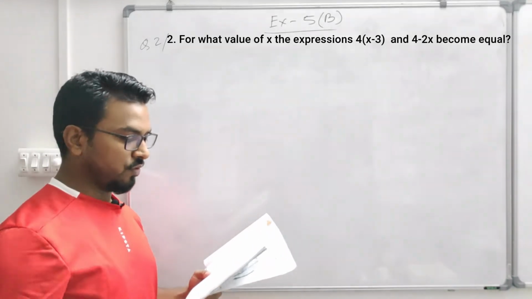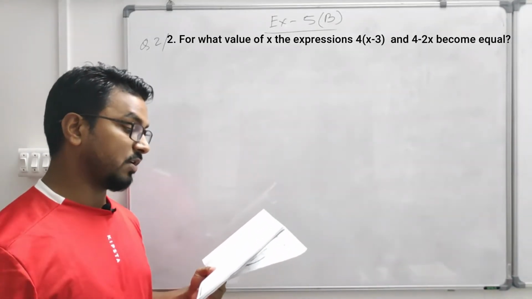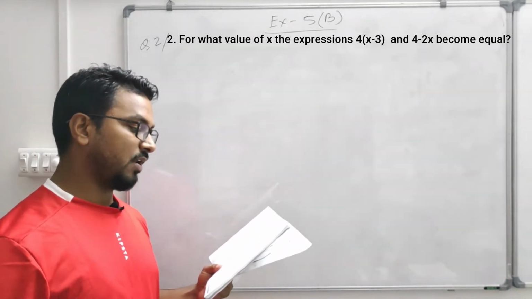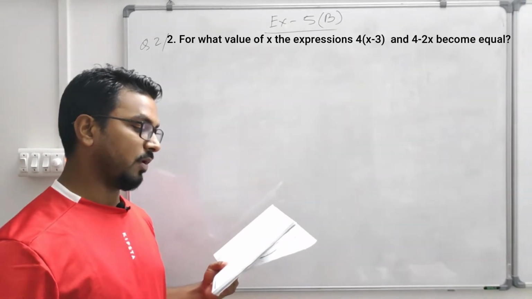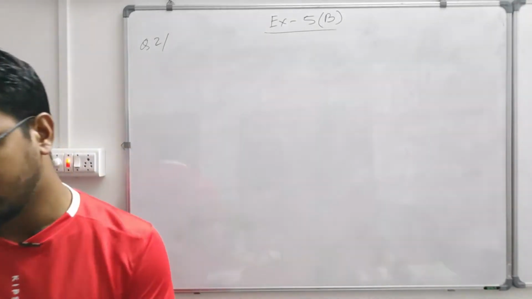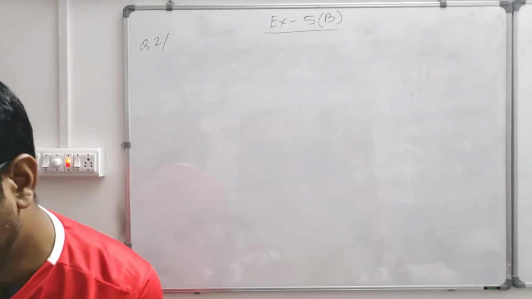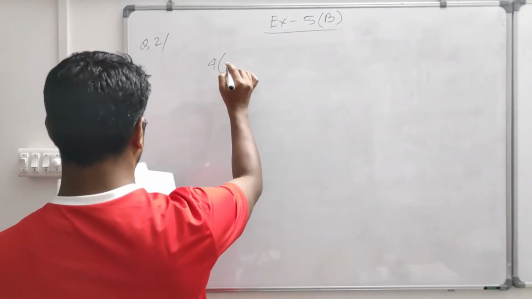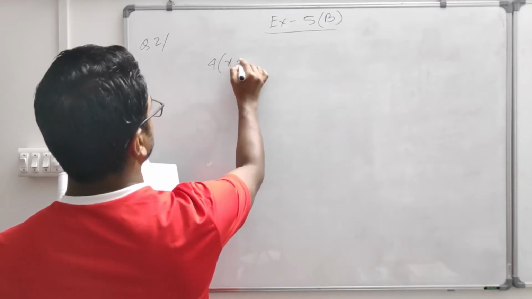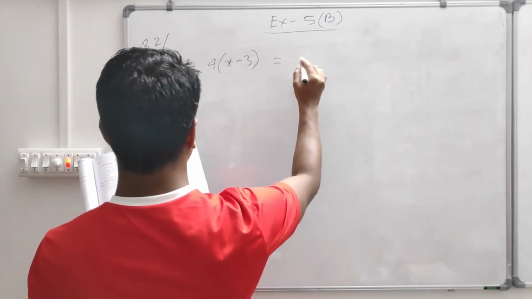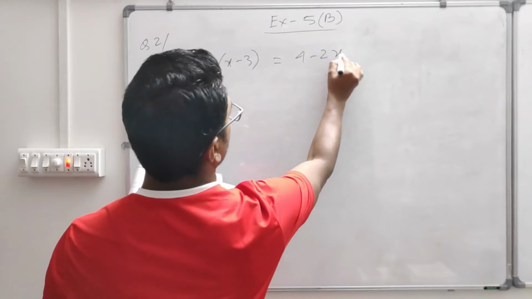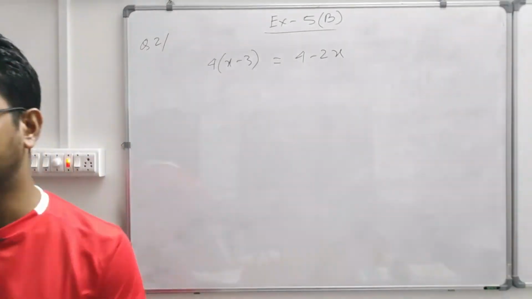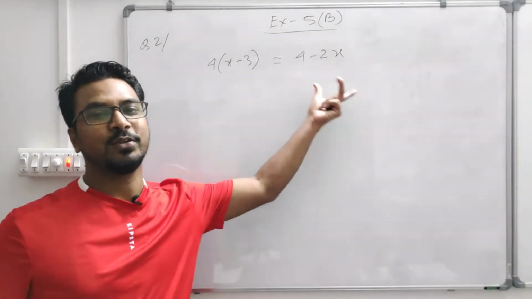Next, question number 2. For what value of x the expression 4x minus 3 and 4 minus 2x become equal? So for what value of x? So we'll write down the equation. It is given 4x minus 3 is equal to 4 minus 2x. So for what value of x, left hand side will be equal to right hand side.